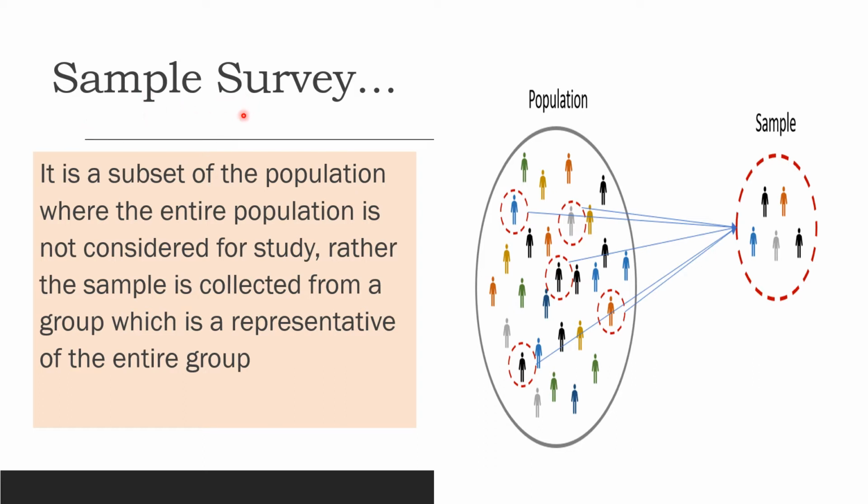What is a sample survey? It is a subset of the population where the entire population is not considered for study. Rather, a sample is collected from the group, and this sample is a representative of the entire group. You can see here in the diagram, a sample is drawn from the population, and this sample is representative of the entire group or the population of our study or our scope of study.